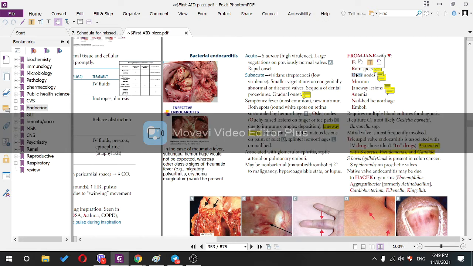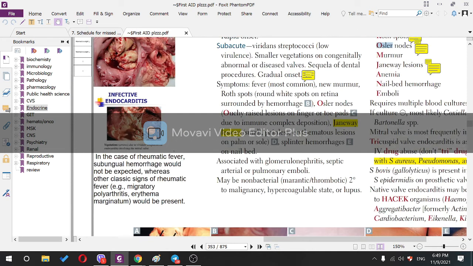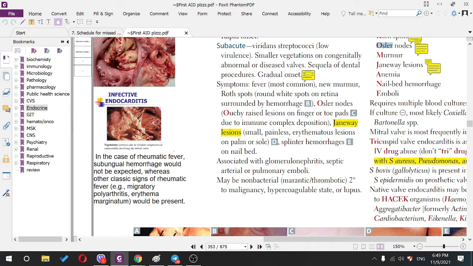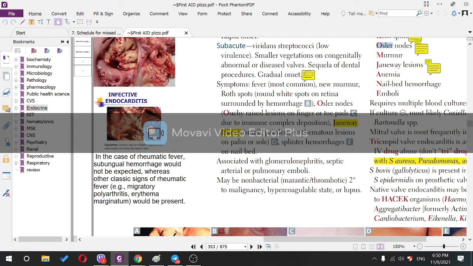Janeway is not an immune complex deposition, it's just a septic emboli. Okay, so Osler node, ouchy raised lesion on the finger or toe pads due to immune complex deposition, while Janeway is a small, painless erythematous lesion on the palms or soles. So the main thing here is painless versus painful. Why is Osler painful? He's immune complex. Why is Janeway painless? She's just septic, nothing more than that.